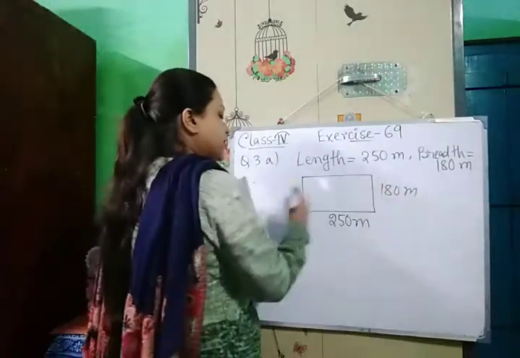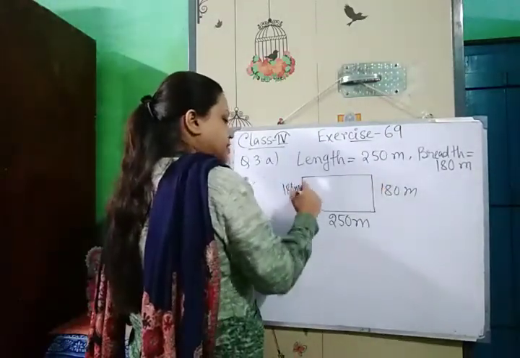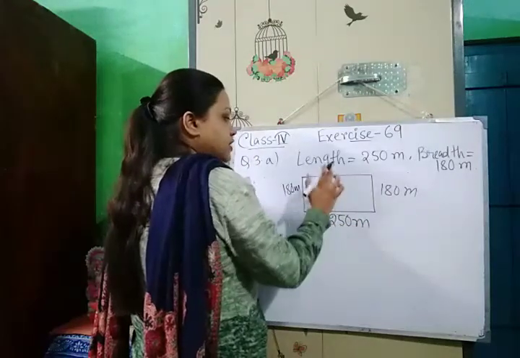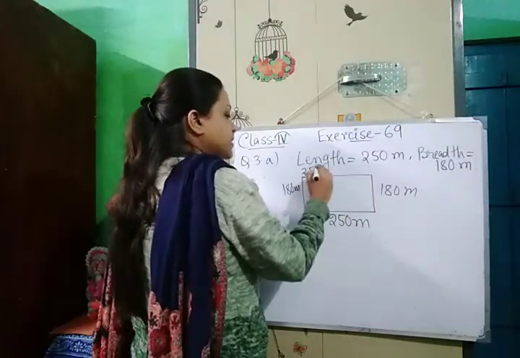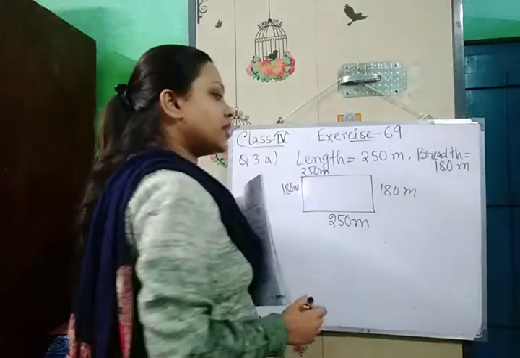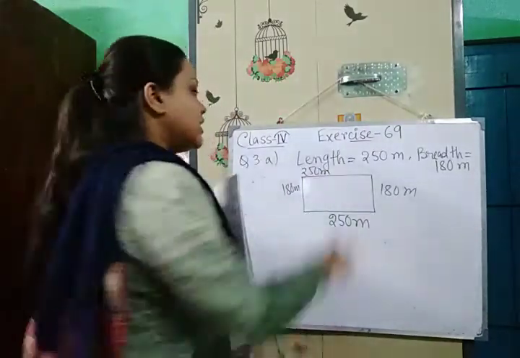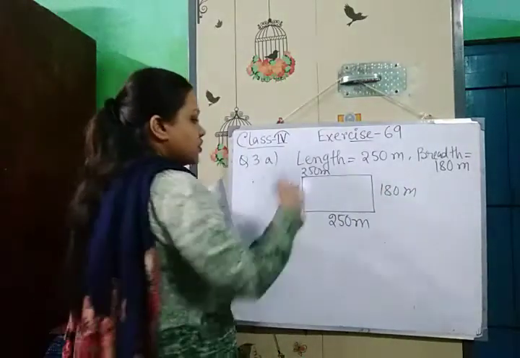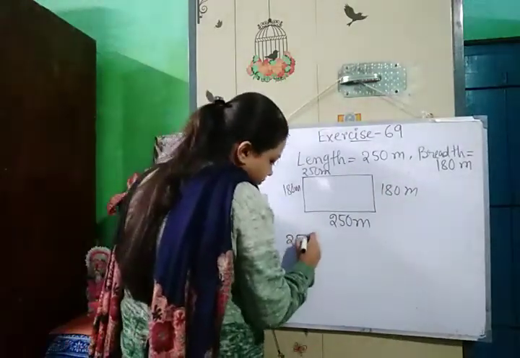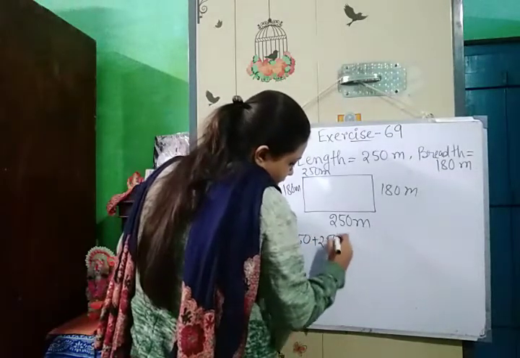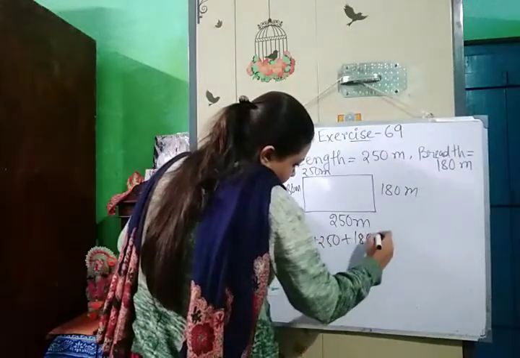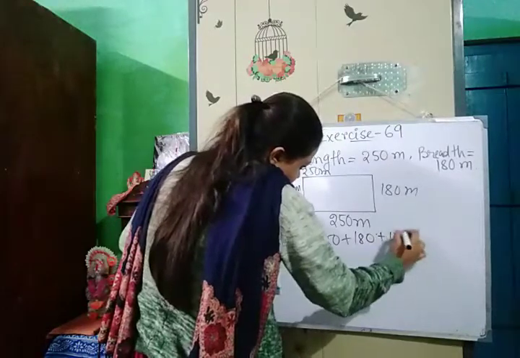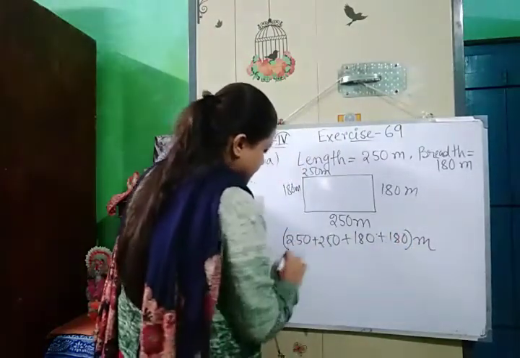So, if this is 180, so this is again 180 meter. If this is 250, so this one is again 250 meter. So, now how can we find out the perimeter of the rectangle? As the same process, by adding the sides. So, it will be 250 plus 250, 180 plus 180 and the unit is meter.